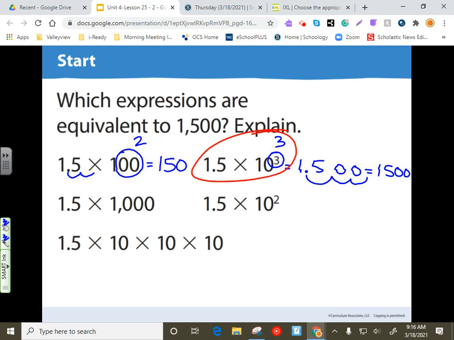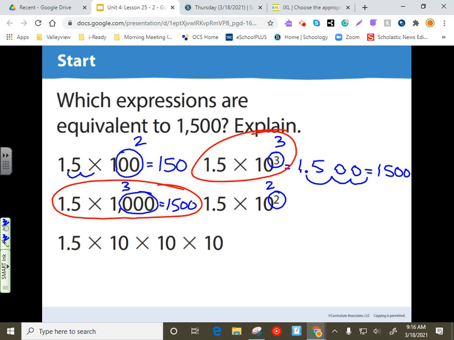Also, if we have three zeros here, we're going to move our decimal three places. So if 1.5 times 100 is 150, we know that this is 1,500. So that is one. This is 1.5 times 10 to the second, so that would have two spaces. Well, if we know three gave us the right answer, we know that two would not be enough.